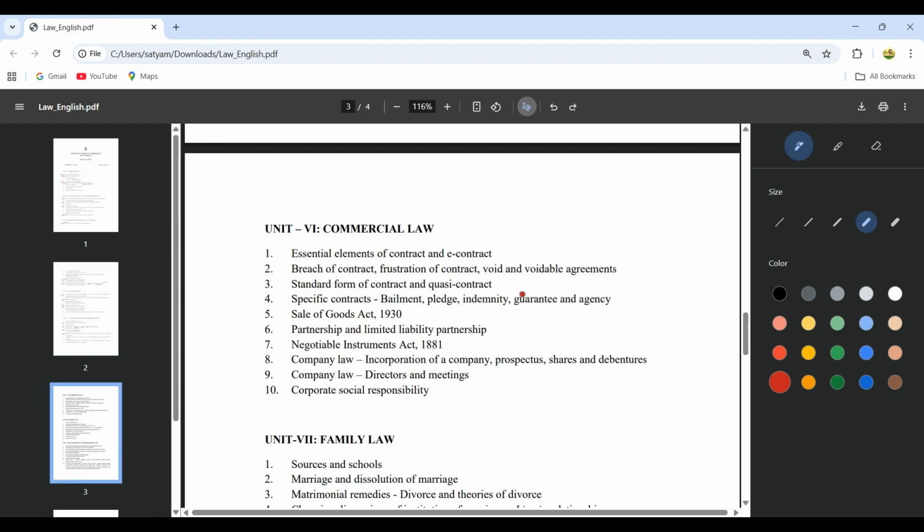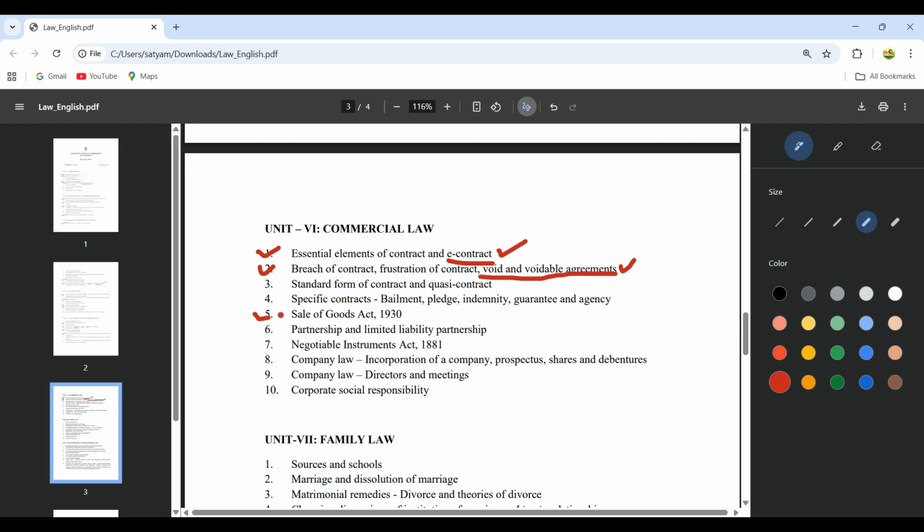Unit 6, Commercial Law. Now, important topics under Unit 6 are essential elements of contract and e-contract. E-contract is very important since it has been asked a lot of times in the past few years. Then, the second topic: breach of contract, frustration of contract, void and voidable agreements. Void and voidable agreements is also an important topic.